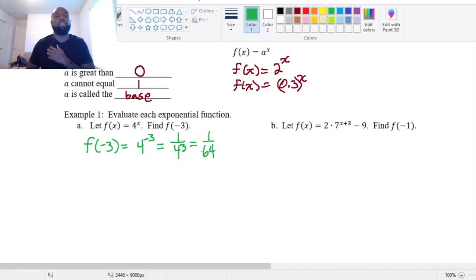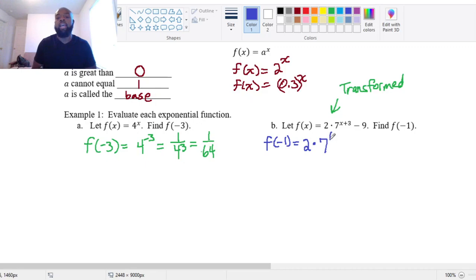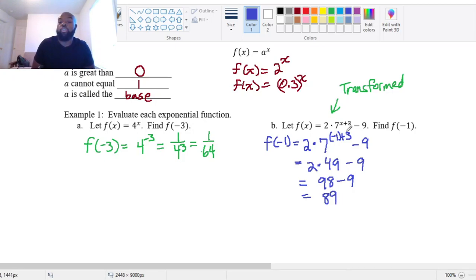Let's look at another exponential function. Notice this one is not a basic exponential function. This one is transformed. You see some transformations here: that +3, that multiplication by 2 out front, and that -9. That's a transformed exponential function. But what we want to do is evaluate this, again plugging in the value for the variable. So I'm going to have 2 times 7 to the power of -1 plus 3, then -9. Well, -1 plus 3 is 2, and 2 as the exponent on 7, that's 49. So that'll be 2 times 49, which is 98, minus 9, and so I'm going to get 89 as my solution. Remember, this is a transformed exponential function, so when I plug in -1, my output value is 89. That's another ordered pair if I were to graph that exponential function.